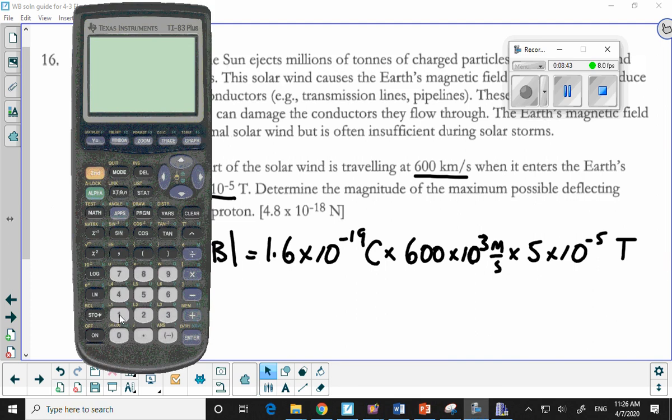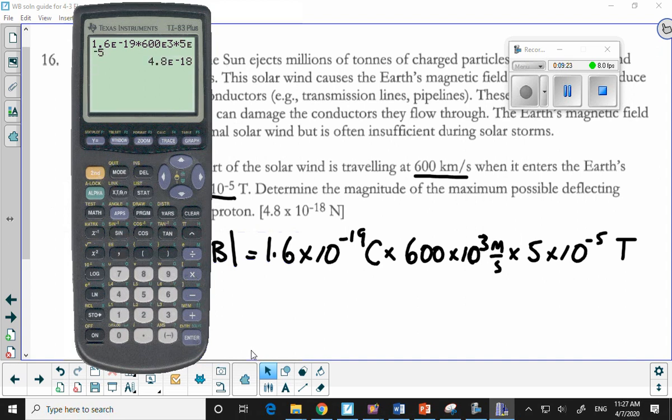So we have the charge, 1.6 second exponent minus 19 coulombs, times the speed of these particles, which was given as 600 kilometers a second, which is times 10 to the 3 meters per second. Don't be confused with that being meters per second. If you were thinking that was kilometers an hour, you'd be dividing it by 3.6. This is kilometers per second, so we don't mess with the seconds, we just deal with the kilometers. That may be throwing some of you off. Times 5, second exponent, minus 5.